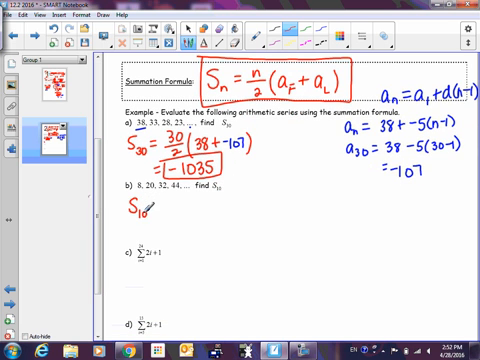Okay, we're going to add up the first 10 terms. That's what that S sub 10 means. So we take 10, we divide by 2, and then now we need to add the first term plus the last term. And again, they didn't give us the last term, so we got to go over here and find it.